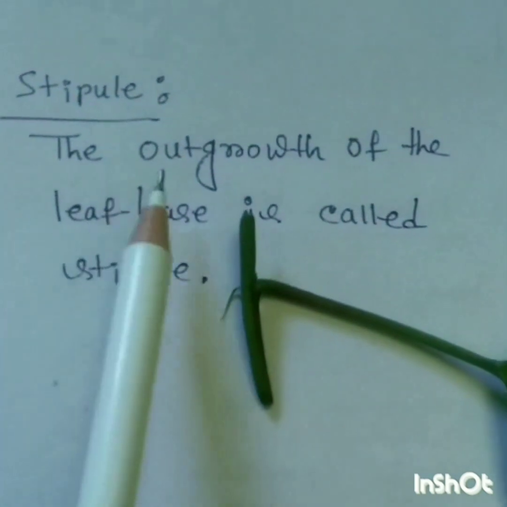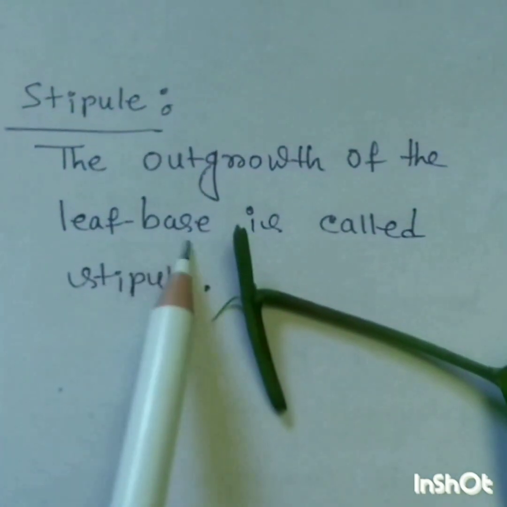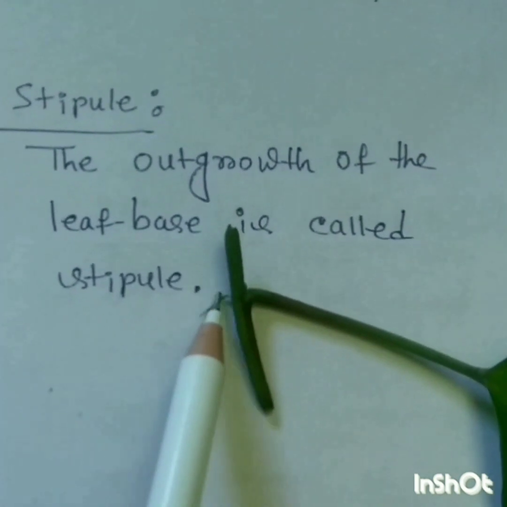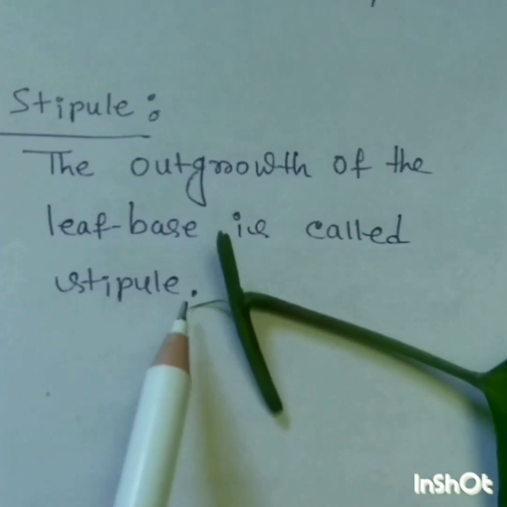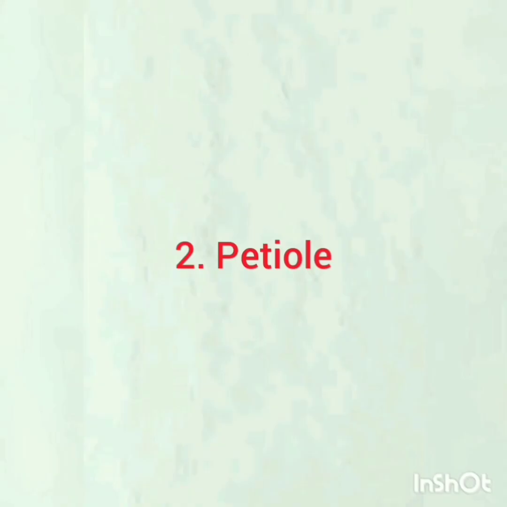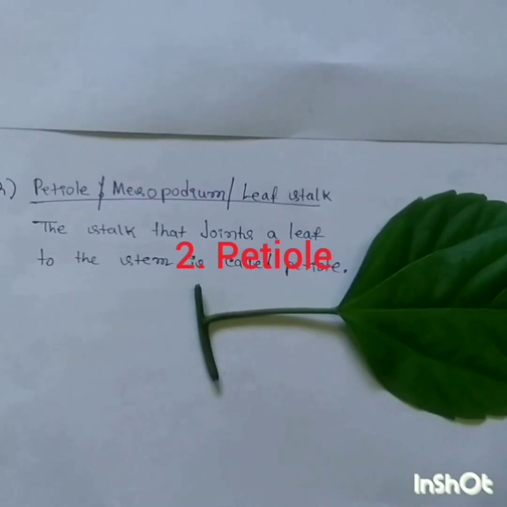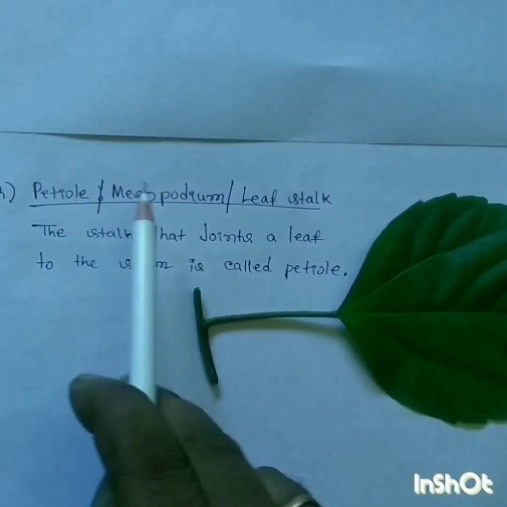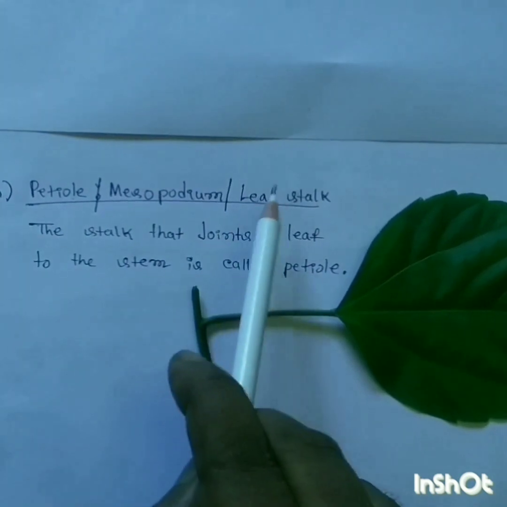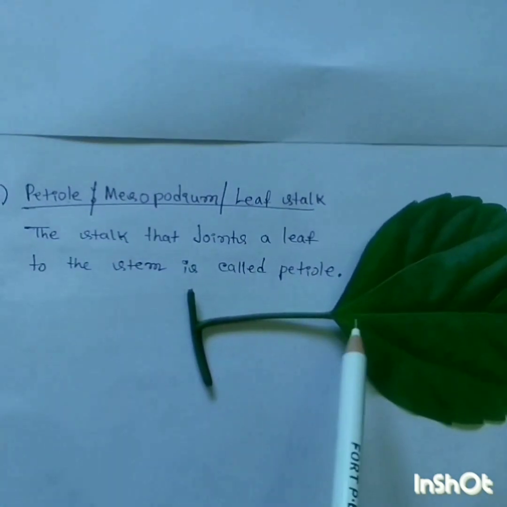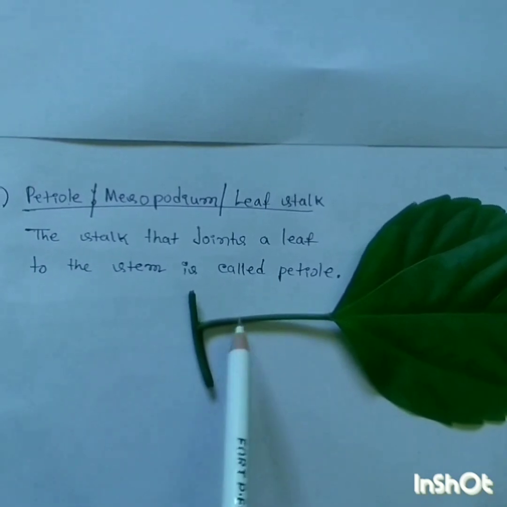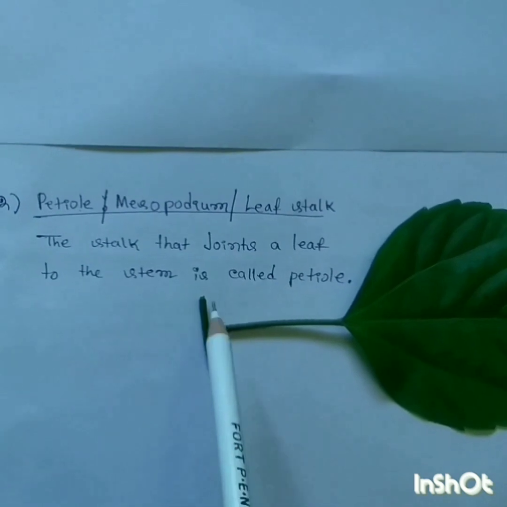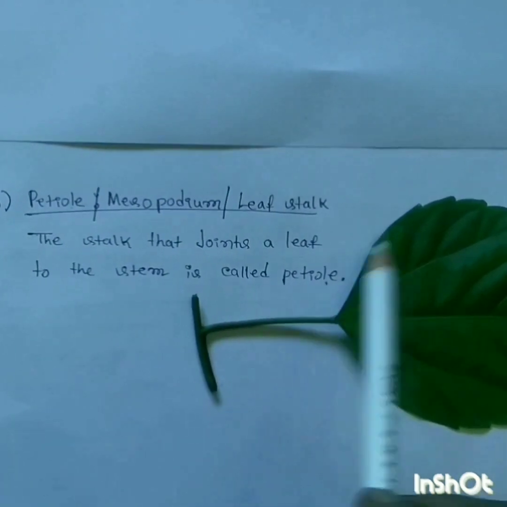Stipule. The outgrowth of the leaf base is called stipule. This is the outgrowth, and this structure is called stipule. The second structure is petiole or mesopodium or leaf stalk. The stalk that joins a leaf to the stem is called petiole.